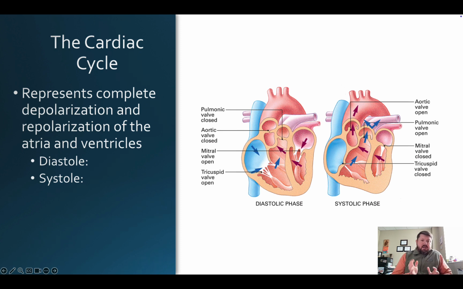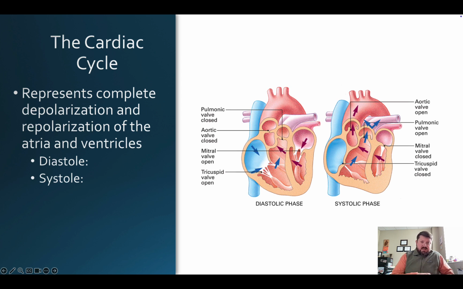And so all of your valves, like they just mentioned here, work in a series in order to keep blood moving forward. The cardiac cycle itself represents complete depolarization and repolarization of the atria and the ventricles. Now keep in mind, repolarization and depolarization, when related to this class, are electrical terms. So we're going to think of systole and diastole as physically resting and physically contracting. Diastole is the moment when the atria or the ventricles are resting, and systole is the moment when the atria or ventricles are contracting.